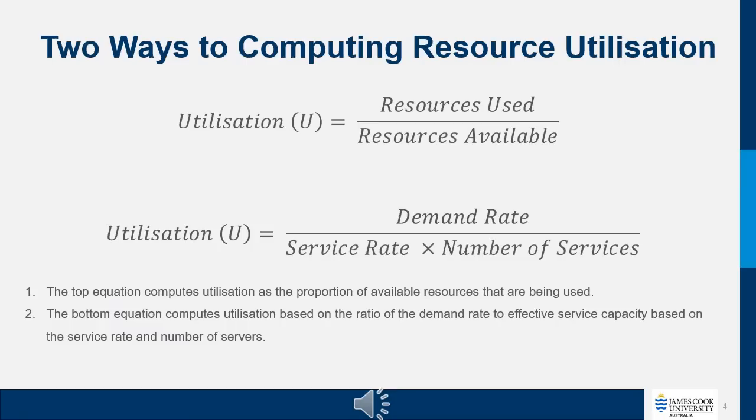So there are two ways to compute the resource utilization. Let's have a look at the top equation. The top equation computes utilization as the proportion of available resources that are being used. On the other hand, the bottom equation computes utilization based on the ratio of the demand rate to effective service capacity, based on the service rate and the number of the servers. So you can see the differences between these two equations.